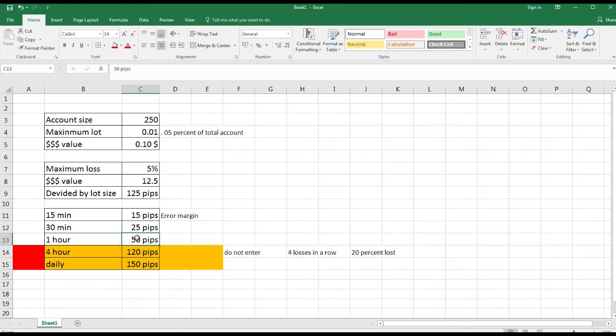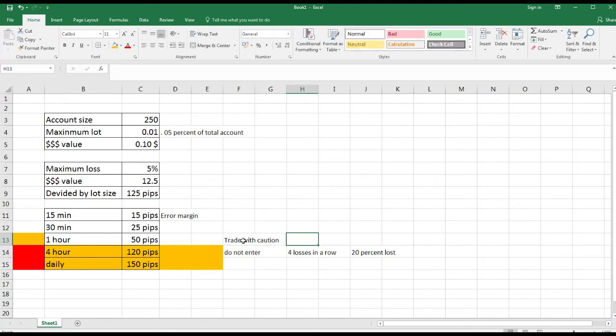Trading the hourly, the maximum loss is usually 50 pips on that trade. But still, if I have a loss over 4 trades, then I'm going to lose 5% of my account. So basically what I'm going to do is just mark it orange and say trade with caution. So over here, I'm just going to say trade with caution.